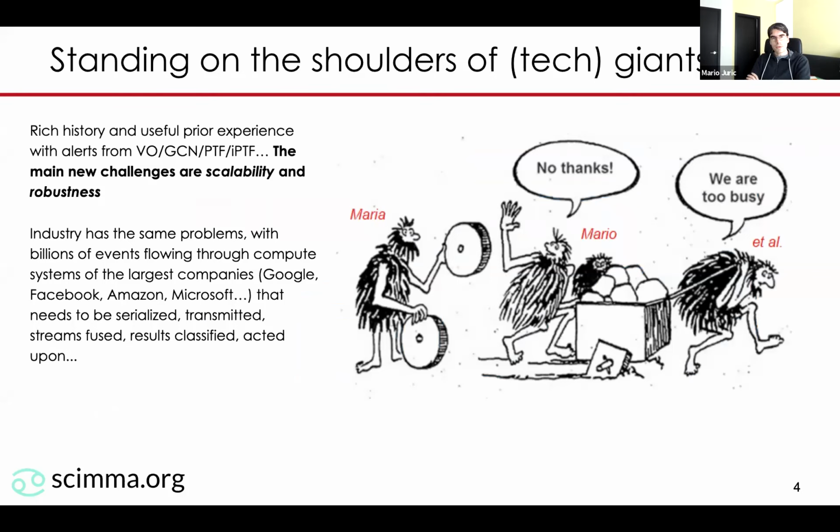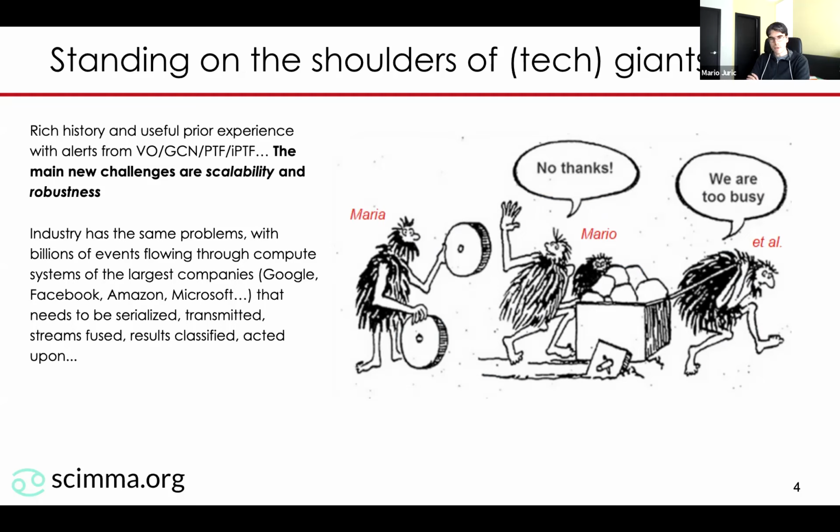This is not new. There's a rich history and much useful prior experience with distributing alerts from both the VO, GCN, and from PTF and iPTF days. I think the main new challenges here are the needs for scalability and the increased needs for robustness, especially in the MMA era, to make sure that an errant router will not cause a message to be completely lost. And this is something that we're not the only ones facing. The industry has the same problems.